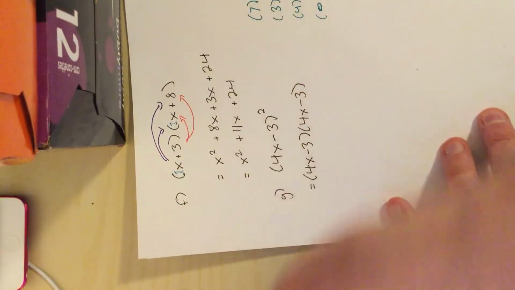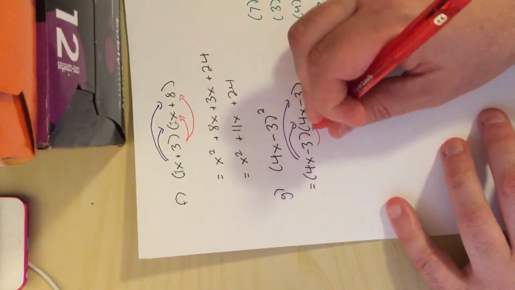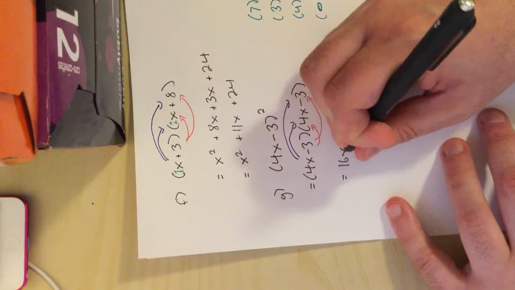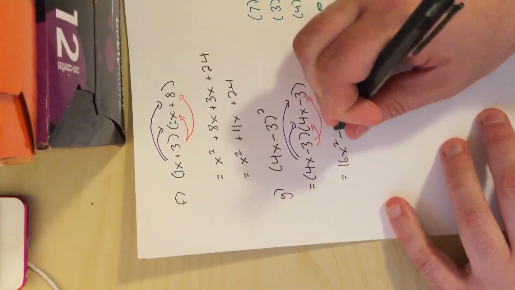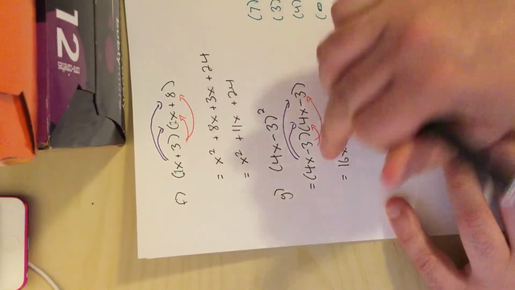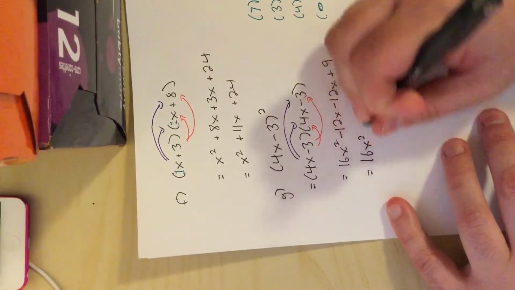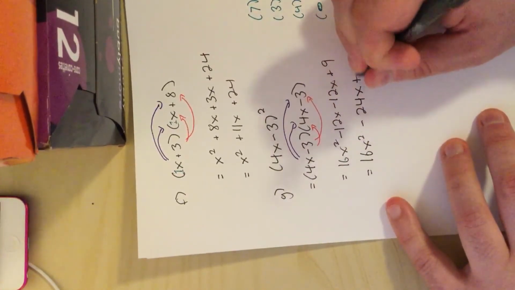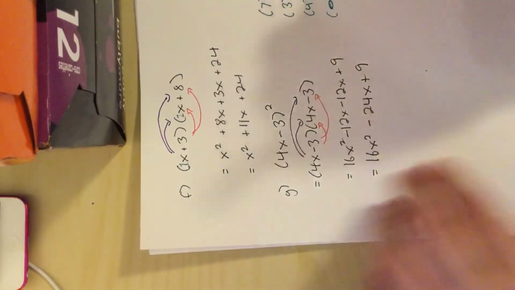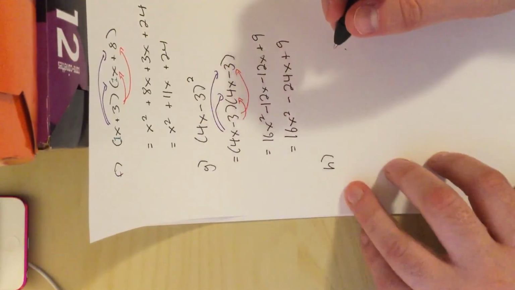All right, so you don't have to keep on writing the arrows. I might stop eventually. 4 times 4 is 16x squared. 4 times negative 3 is minus 12. Negative 3 times positive 4 is also negative 12. And negative 3 times negative 3 is positive 9. So that's going to give us 16x squared minus 24x plus 9. Okay. So H.